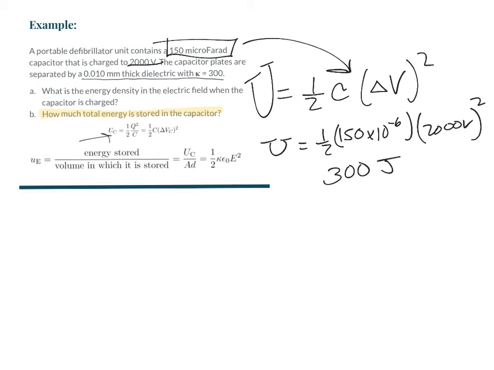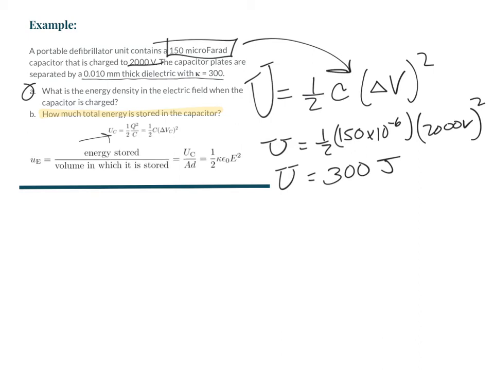Joules is the unit of energy for your total energy that is stored inside the capacitor. That's really just plug and play. It's not difficult at all. You just gotta take the numbers, plug them into the formula. But the question, what is the energy density, gets a little bit more difficult.